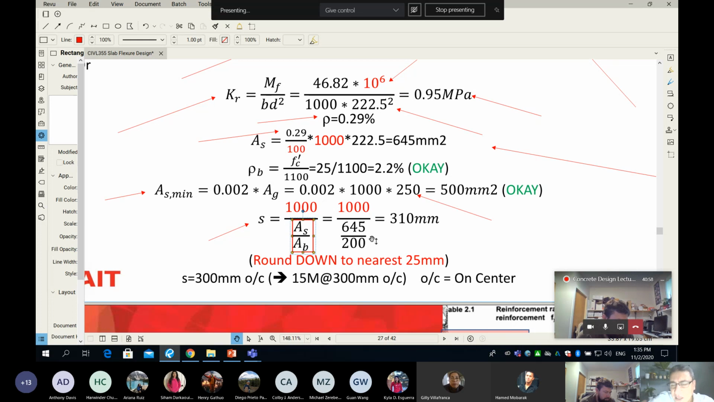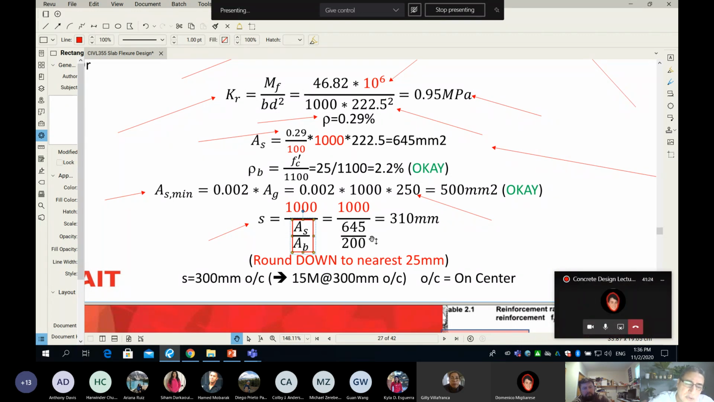Which means finally, the spacing between my rebar is going to be 300. So I went from 310, that's my calculation required, and that's the minimum, to 300. And some of you will ask, why, Tahir, why don't you go to 325? Why do you round down? Why not up? Can anybody answer? We don't have the space to round up. I don't know what you mean we don't have a space to round up, Domenico.